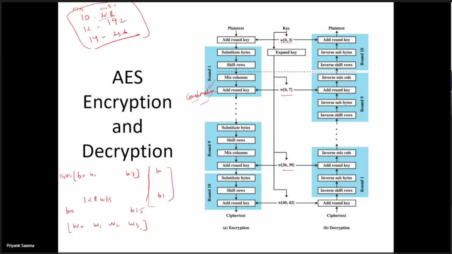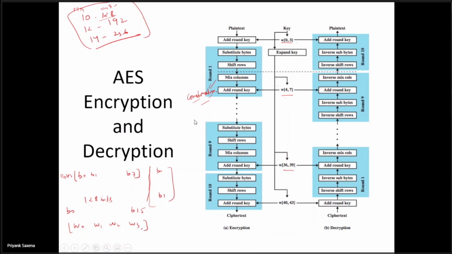128 bits, right? And after each stage, the data block is referred to as a state. Okay. So how this works, I will explain with the help of an example.